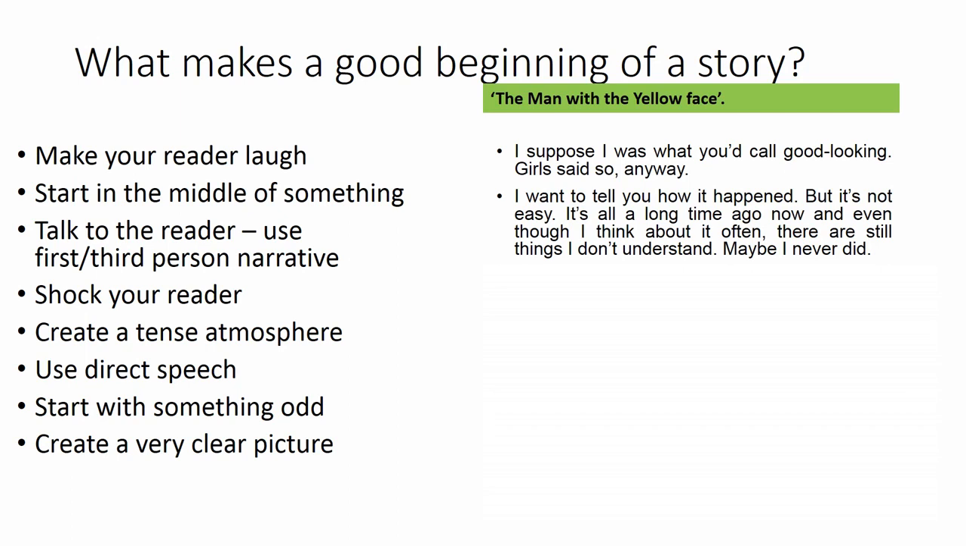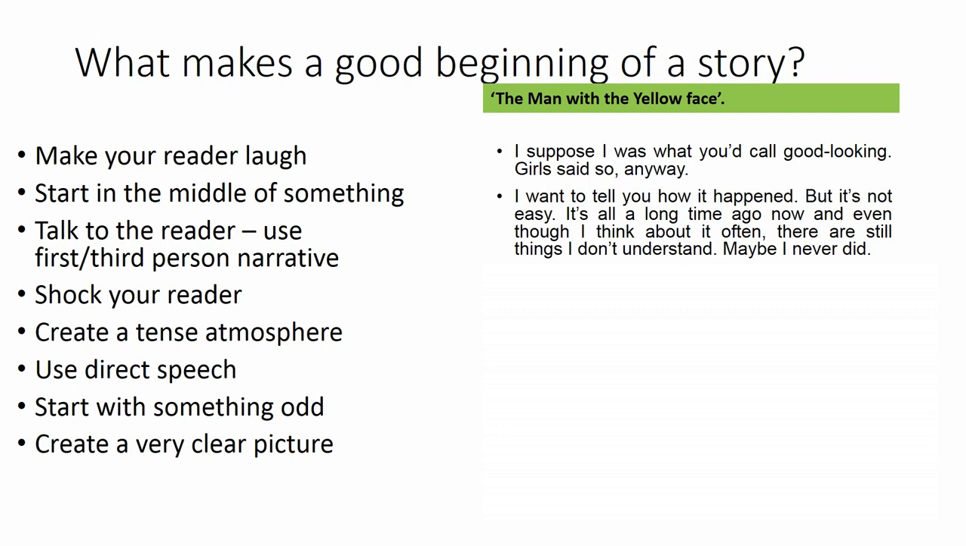I spoke about talking to the reader, and he uses a lot of I. Even the example with making your reader laugh is also talking to us and using first person narrative. So he says, I suppose I was what you'd call good looking. Girls said so anyway. It's as if he's speaking to a friend. So that's going to draw us in, and it is going to be very effective.